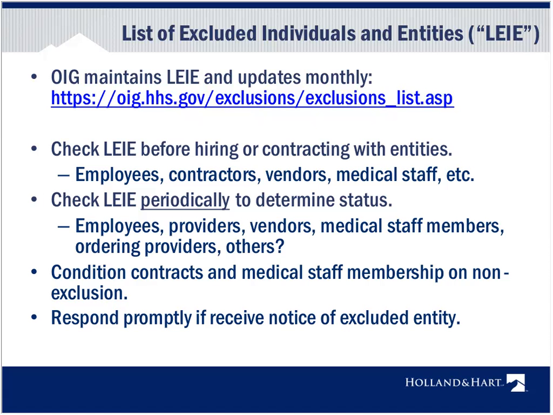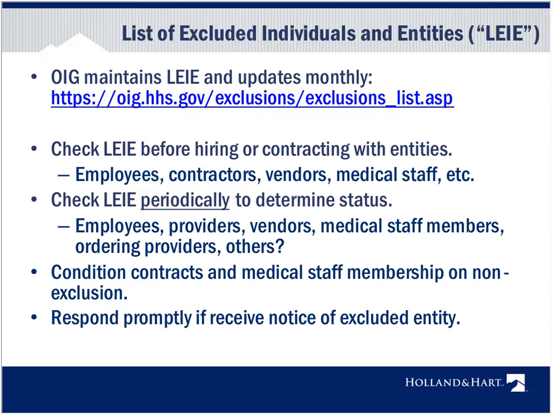There are ways that you can set that up so that you can automatically cross-check it against your list of employees or your list of physicians or other healthcare providers with privileges at your facility, but that's the safest thing to do. You should condition your contracts and medical staff membership on non-exclusion so that if a person is excluded, it gives you the right to automatically terminate your contract or relationship with them.